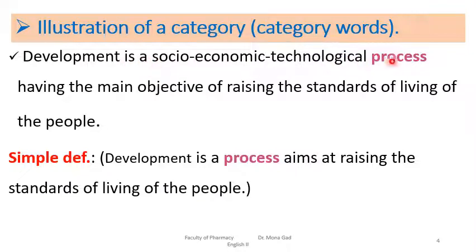نوع الكاتيجوري دي إيه؟ إن هي socio-economic technological having the main objective of raising the standards of the living of the people. عندي هنا another addition or another type of detail هندرسه بعد شوية. لو لاحظتوا هنا في simple definition كنا بنقول aims at raising على طول، لكن هنا اتحولت لـ having the main objective of. طبعا عملنا تغيير هنشوف what is it later on, but you are still in the first type of details added to the simple definition to turn it into a complex definition، اللي هو بنقول عليه illustration of a category.